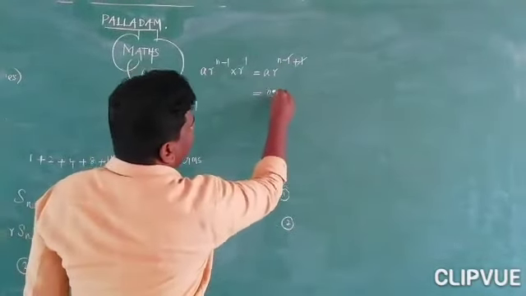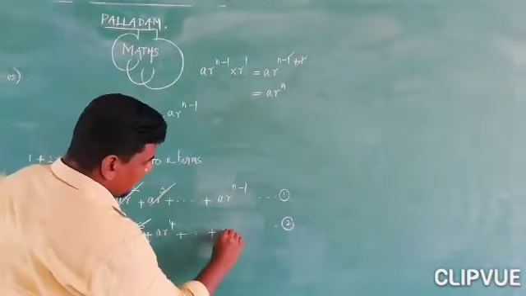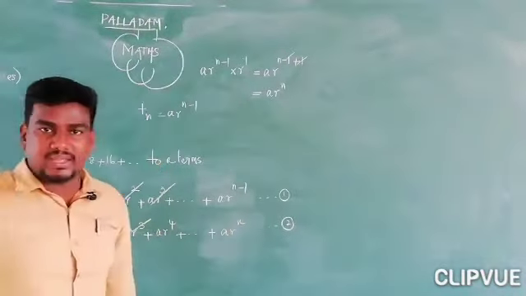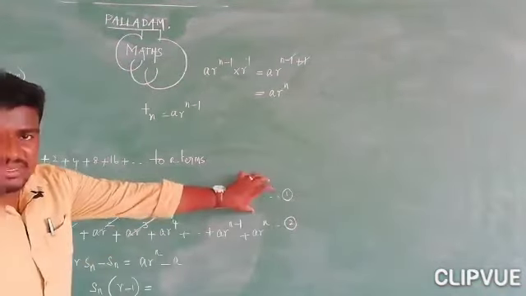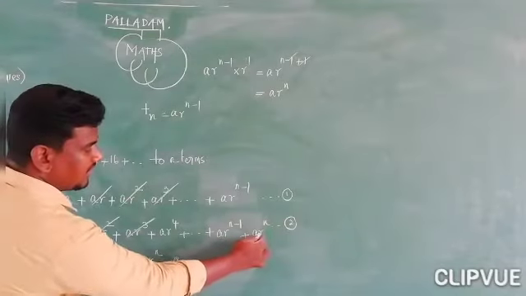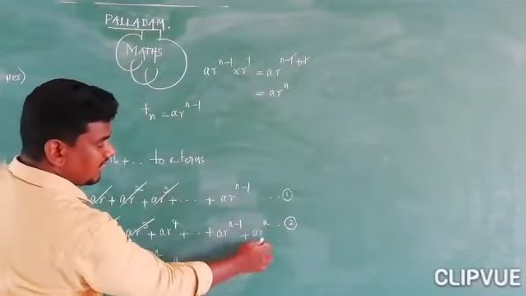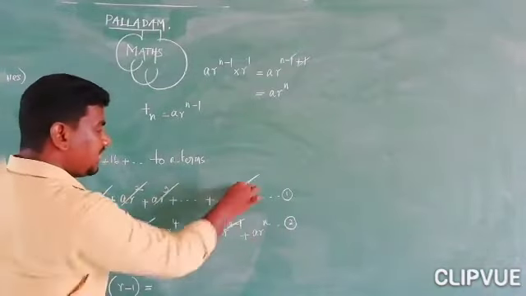So what do we get? a r^n, so that plus a r^n. Okay, so if you cancel this: when you subtract the first equation from the second equation, it will be cancelled. This ar^2, similarly ar^3, and the previous term of ar^n that we found already, its previous term is ar^(n-1). So it will be cancelled.